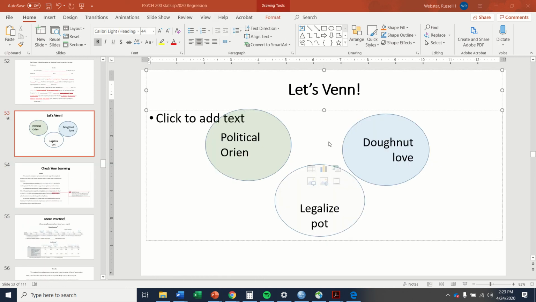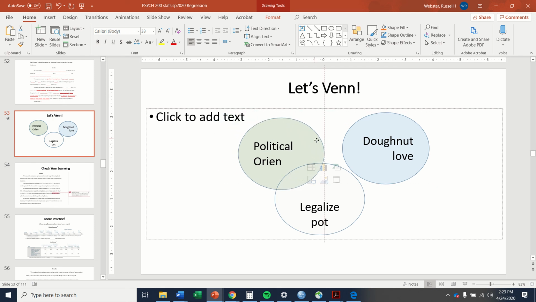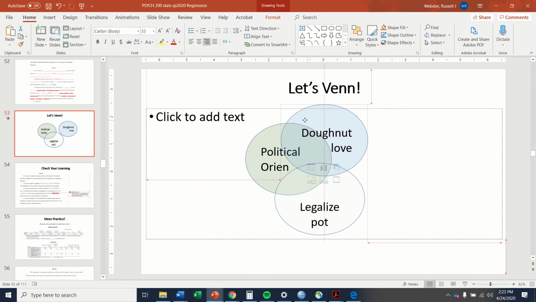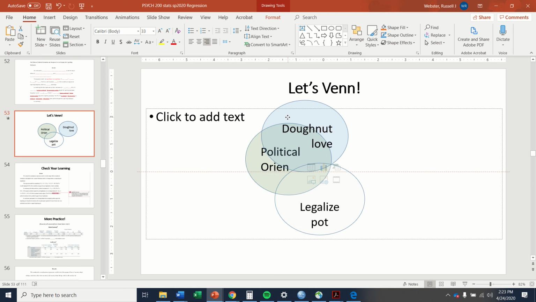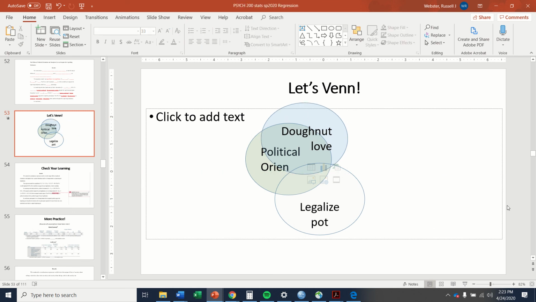There's also the question of what the Venn diagram would look like for the check your learning exercise. Almost forgot to include this, right? So we have political orientation and donut love as our independent variables. We have legalizing pot as our DV, right? Political orientation was a significant unique predictor of legalizing pot, but donut love was not. So our Venn diagram would look something like this, right? Political orientation has unique overlap with legalizing pot in here, but donut love does not.